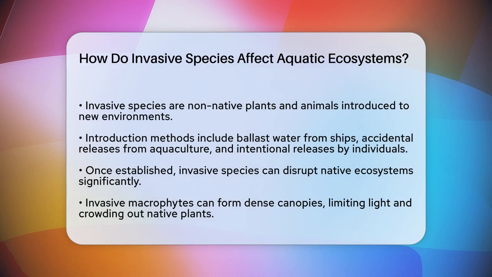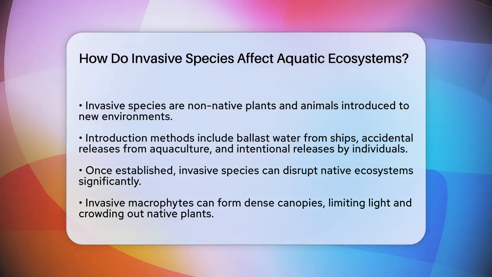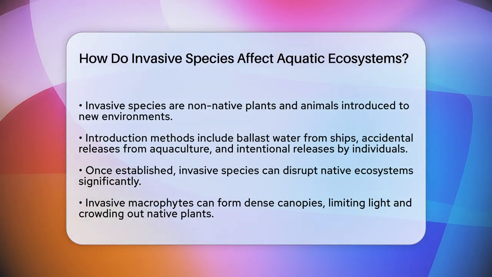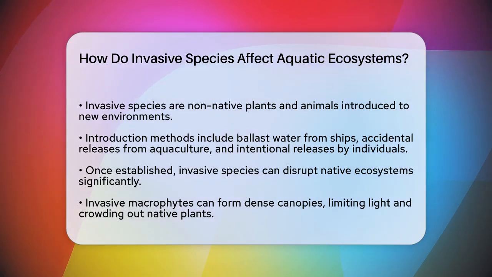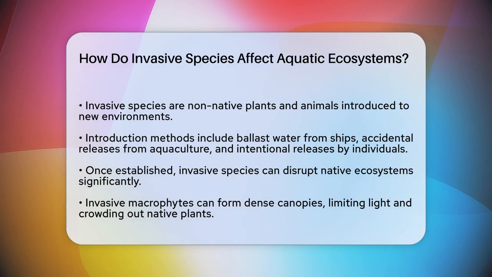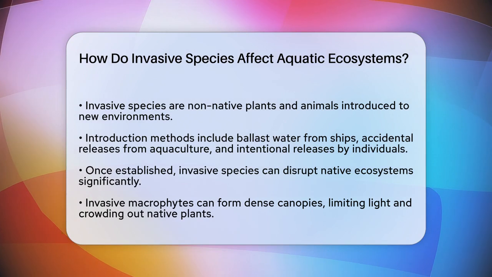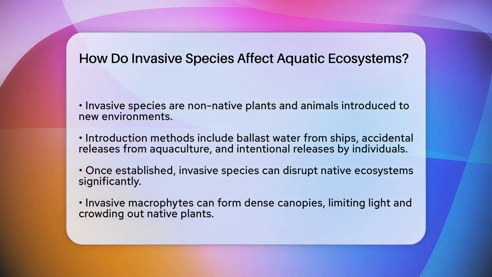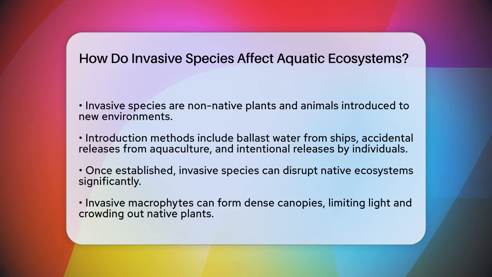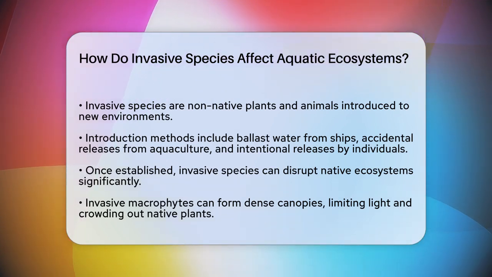Invasive species are plants and animals that are introduced to a new environment where they do not naturally belong. These introductions can happen through various means, such as the ballast water of ships, accidental releases from aquaculture or aquariums, or even intentional releases by people. Once these invasive species establish themselves, they can have devastating effects on the native plants and animals.